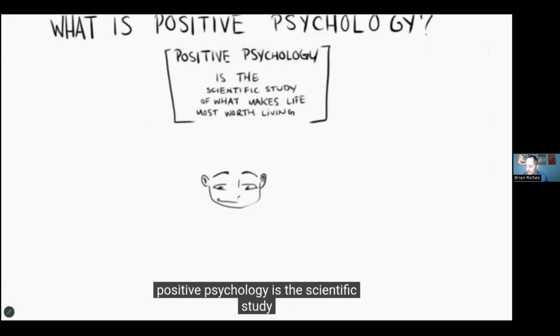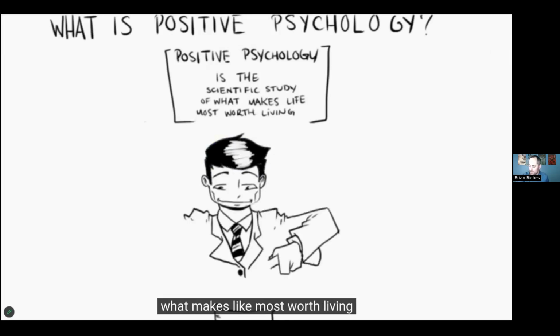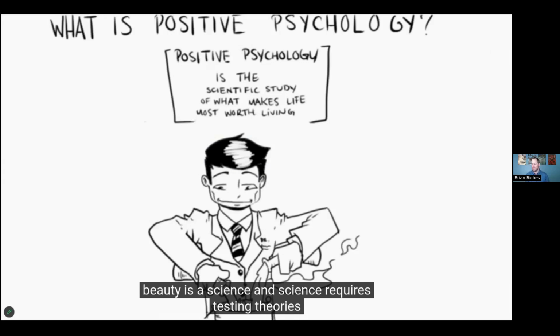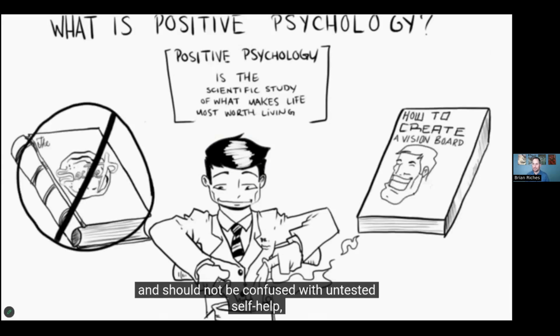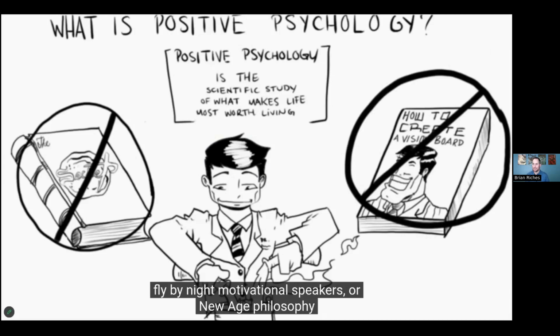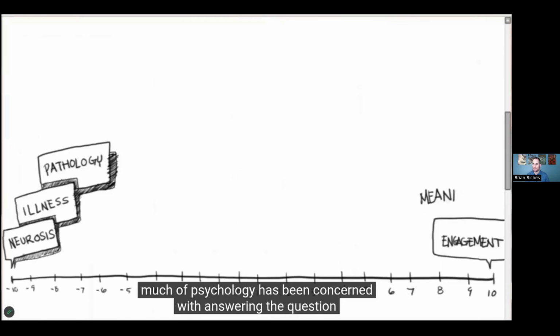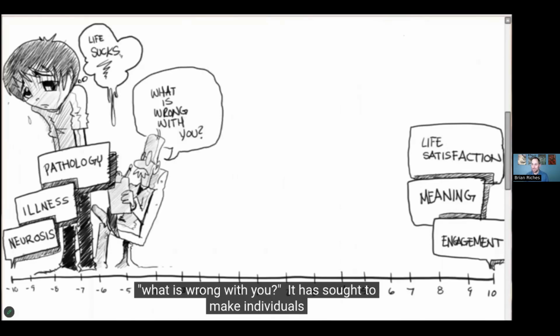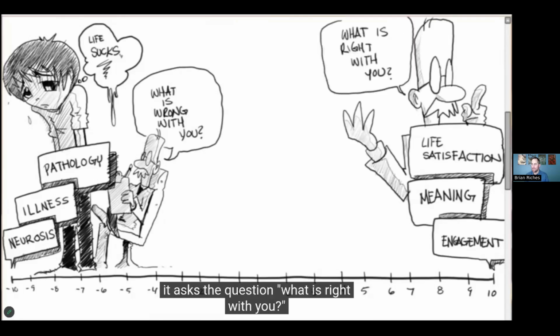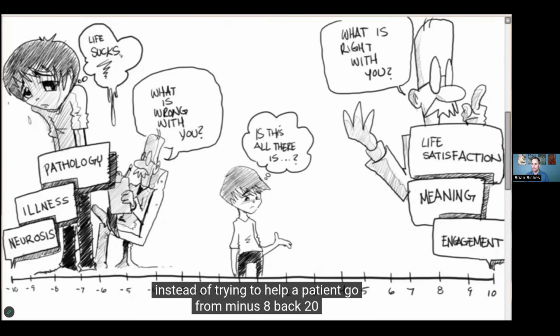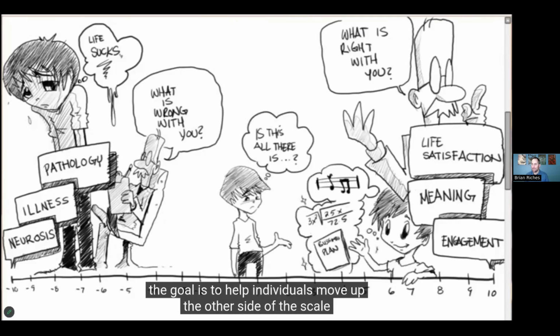Positive psychology is the scientific study of what makes life most worth living. It is a science, and science requires testing theories against evidence. It is not a sequel to The Secret, and should not be confused with untested self-help, fly-by-night motivational speakers, or New Age philosophy. Much of psychology has been concerned with answering the question, what is wrong with you? It has sought to make individuals less miserable, to treat pathology and mental illness. The goal of the positive psychology movement is to make normal life more fulfilling. It asks the question, what is right with you? Instead of trying to help a patient go from -8 back to 0, the goal is to help individuals move up the other side of the scale.